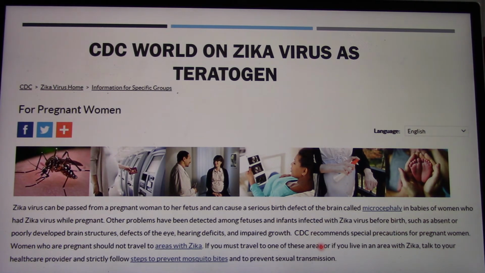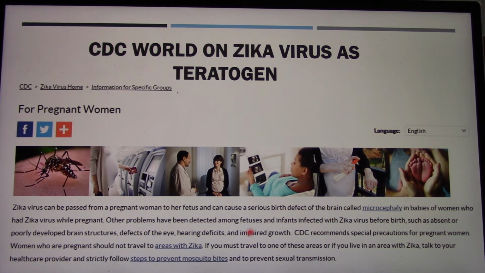The CDC warned about the Zika virus as a teratogen. The CDC is the Centers for Disease Control, run out of Atlanta, Georgia. They gave a big heads up to pregnant women, saying that if you had an infection during your pregnancy, you could affect the development of your child, and the child could come out with a head that's too small, which means that there's a brain that's too small.